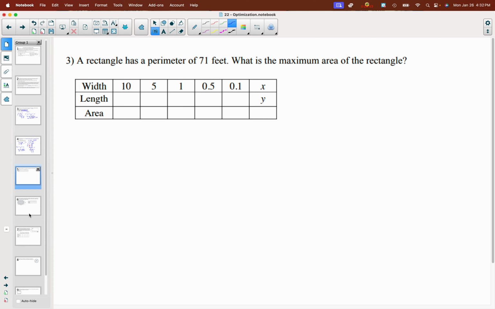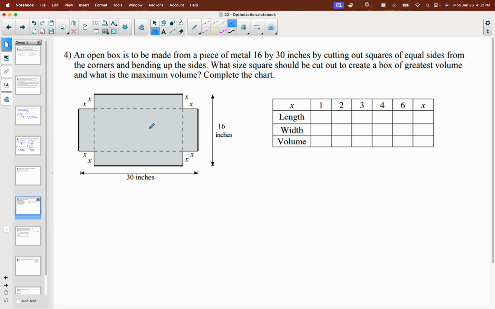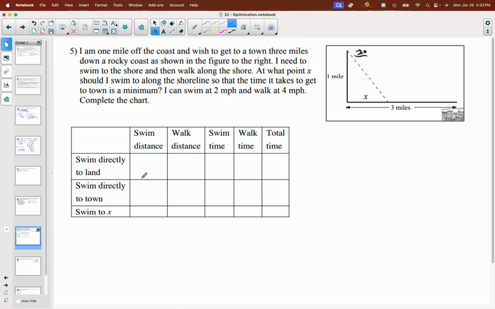So I'm going to skip over this one. It's similar. This was the one like we did in class. Well, like on the last video I had you watch, the poster board problem. So that's similar to that. So we're going to take a look at number 5.